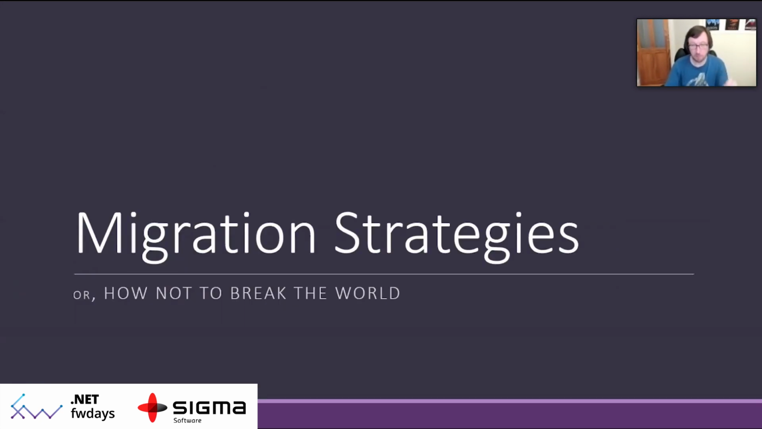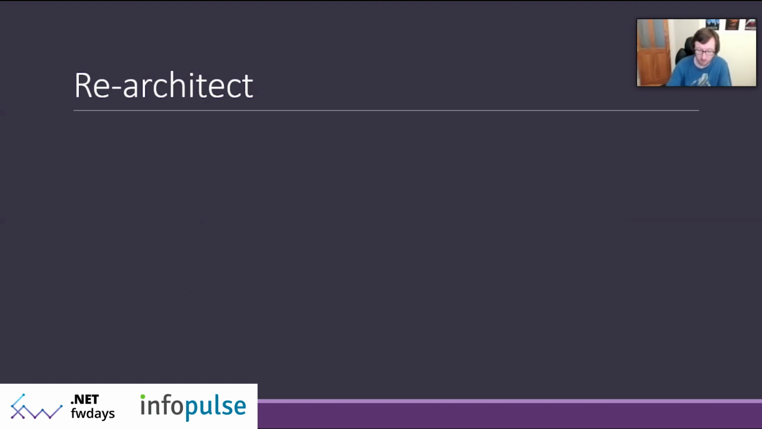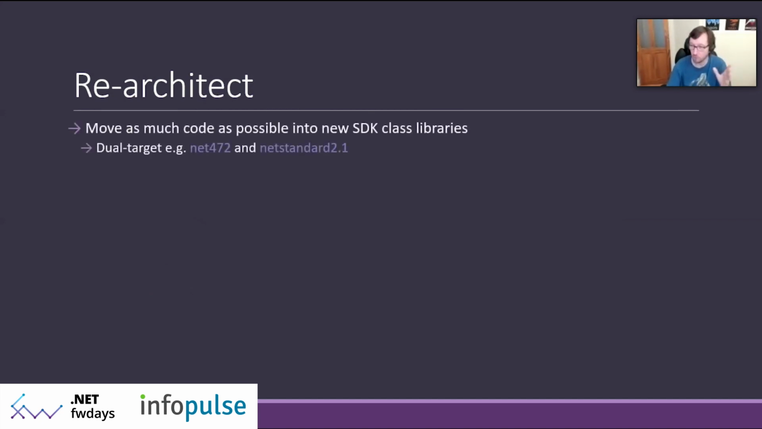So I'd like to finish up by talking about some general migration strategies just for a couple of minutes, ways to get from .NET 4 to .NET 5 without breaking the world along the way. And some of it is things that you can do in advance. So while you're still working in .NET 4, whether it be ASP.NET or WCF or WPF, whatever it might be, start to think about re-architecting your code.